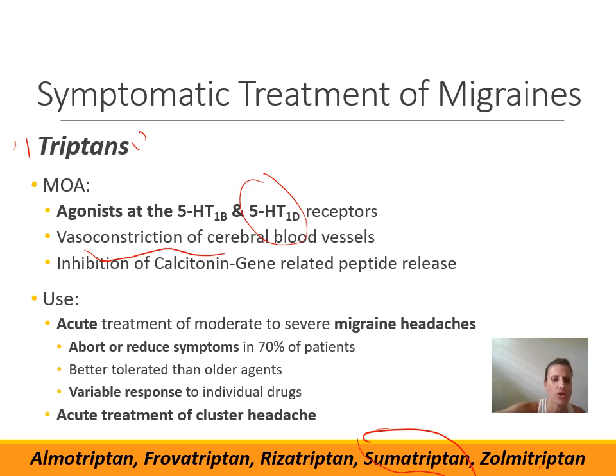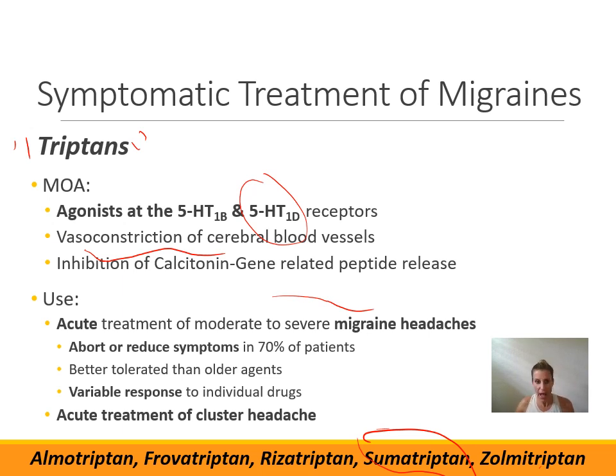The triptans also inhibit the release of calcitonin gene-related peptide, which we said was also one of those neuroactive substances that's associated with migraine headaches. We don't understand all of the effects of the migraine medications that well, so there might be other mechanisms that are working too. But this is the main mechanism that we know right now.